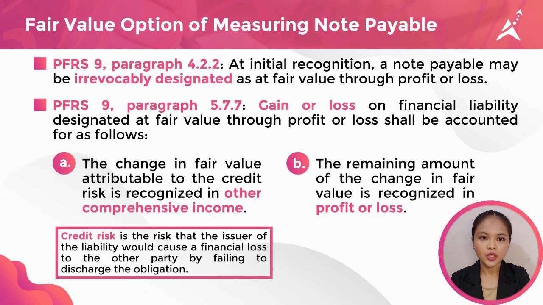A. The change in fair value attributable to the credit risk is recognized in other comprehensive income. Here, the credit risk pertains to the risk that the issuer of the liability would cause a financial loss to the other party by failing to discharge the obligation. It does not include market risk such as interest risk, currency risk, and price risk. Letter B. The remaining amount of the change in fair value is recognized in profit or loss.